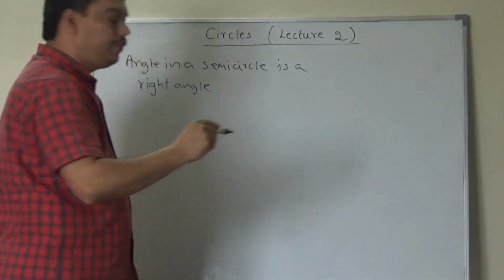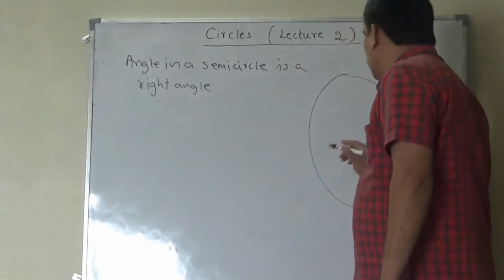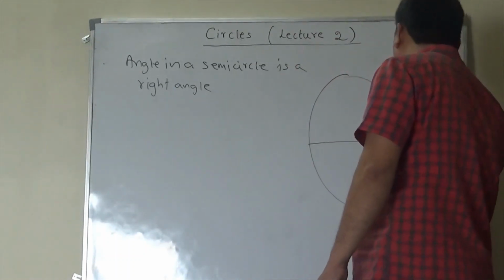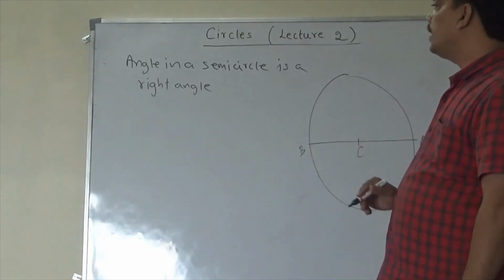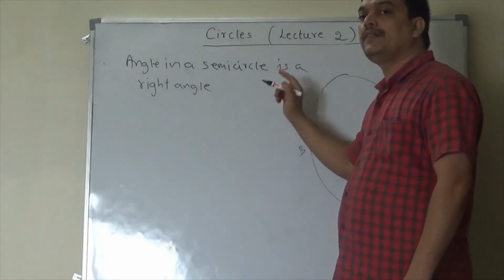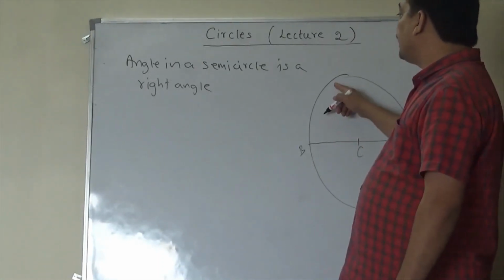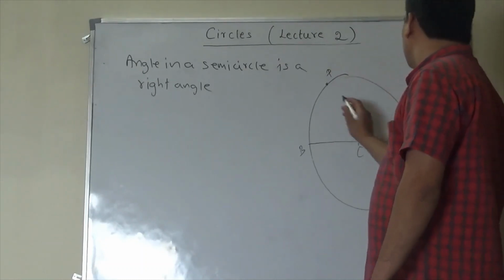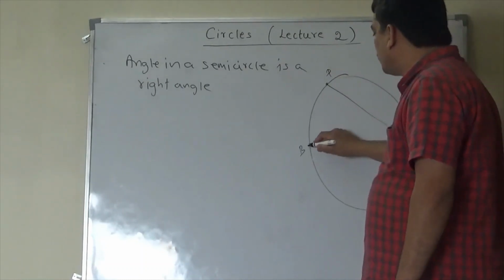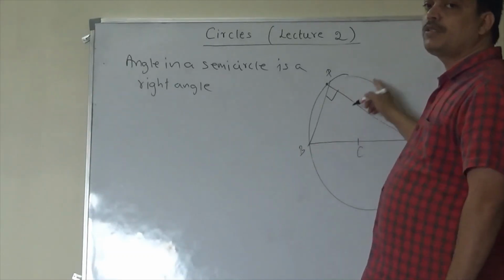So let's draw a circle first and draw the diameter of the circle AB. Let the center of the circle be C. In order to prove that angle in a semicircle is a right angle, we are supposed to prove that this diameter AB subtends an angle of 90 degrees at every point on the circle. So if I choose a point P on the circle, we need to prove that the angle subtended by AB at this point, that is angle APB, is 90 degrees.